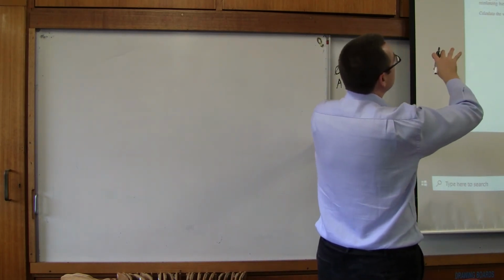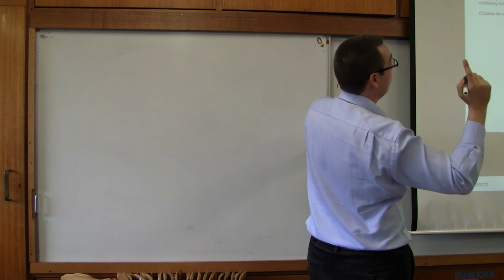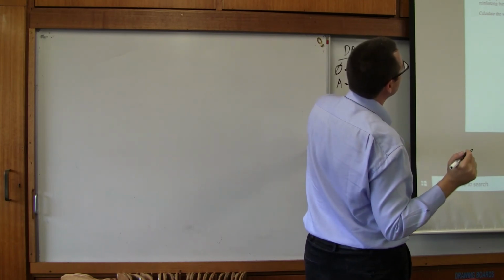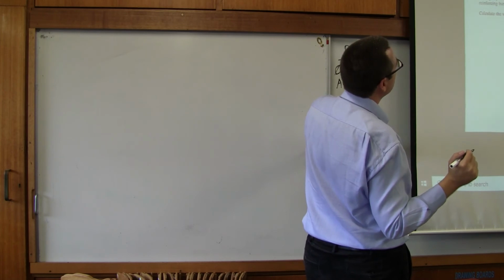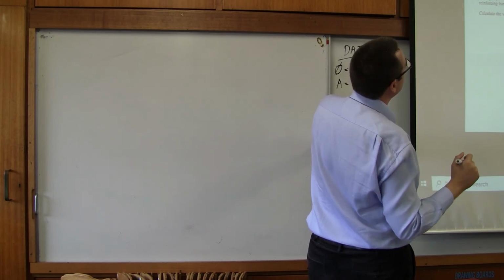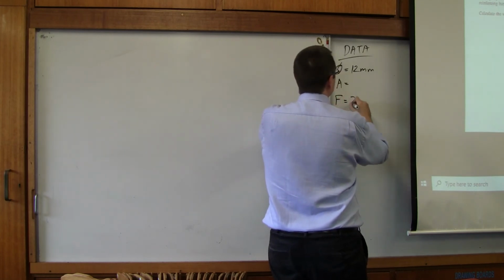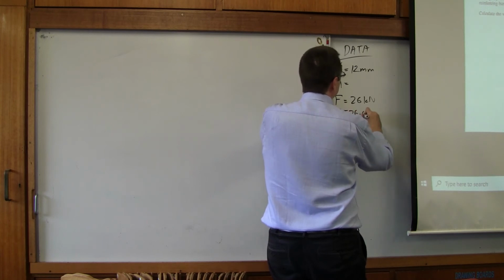So a 12 millimeter diameter steel reinforcing bar, that's only one, it's not three of them, was used in this seating module. During a proof stress test, it just says proof test, a load of 26 kilonewtons. So again, I'm writing that down now as 26 kN.